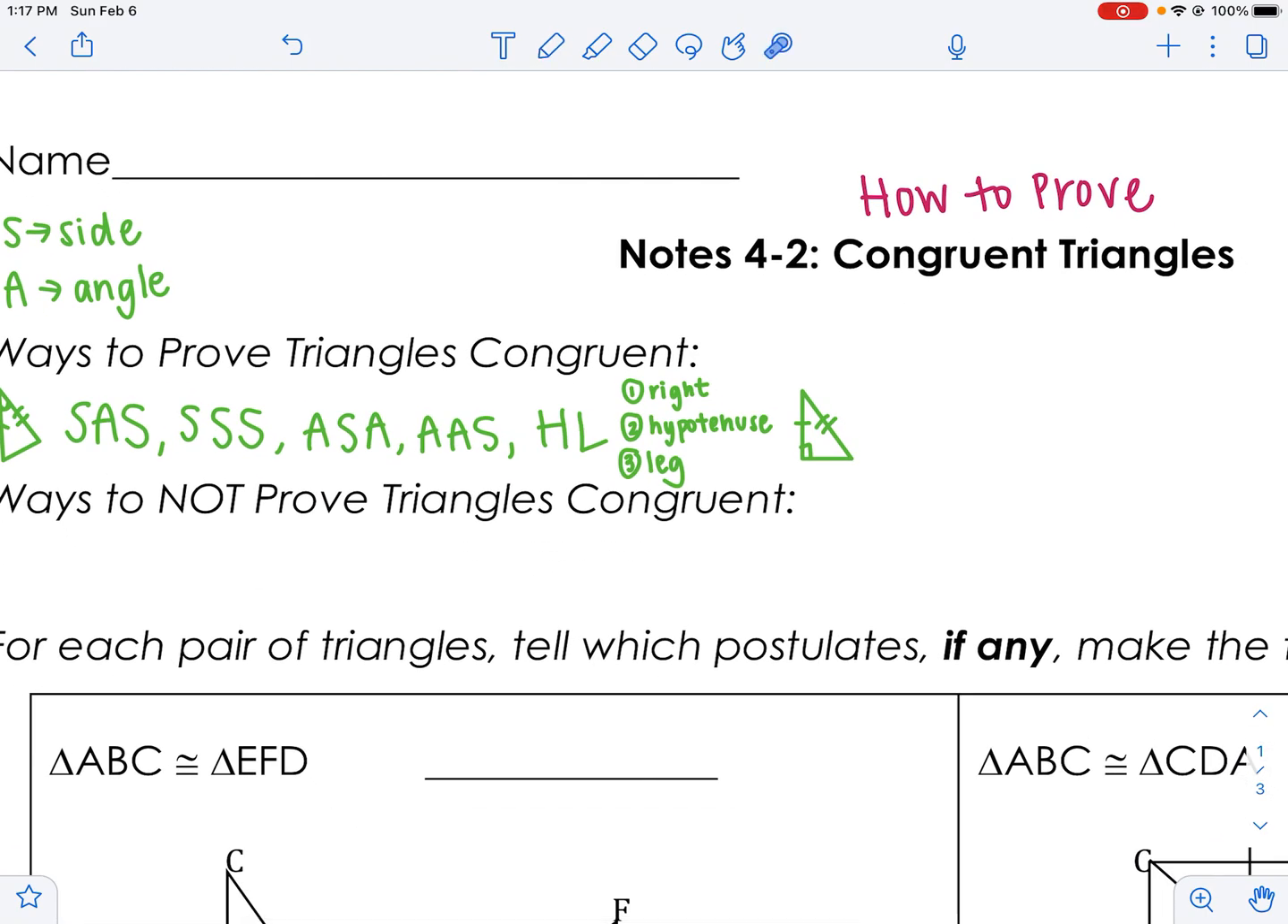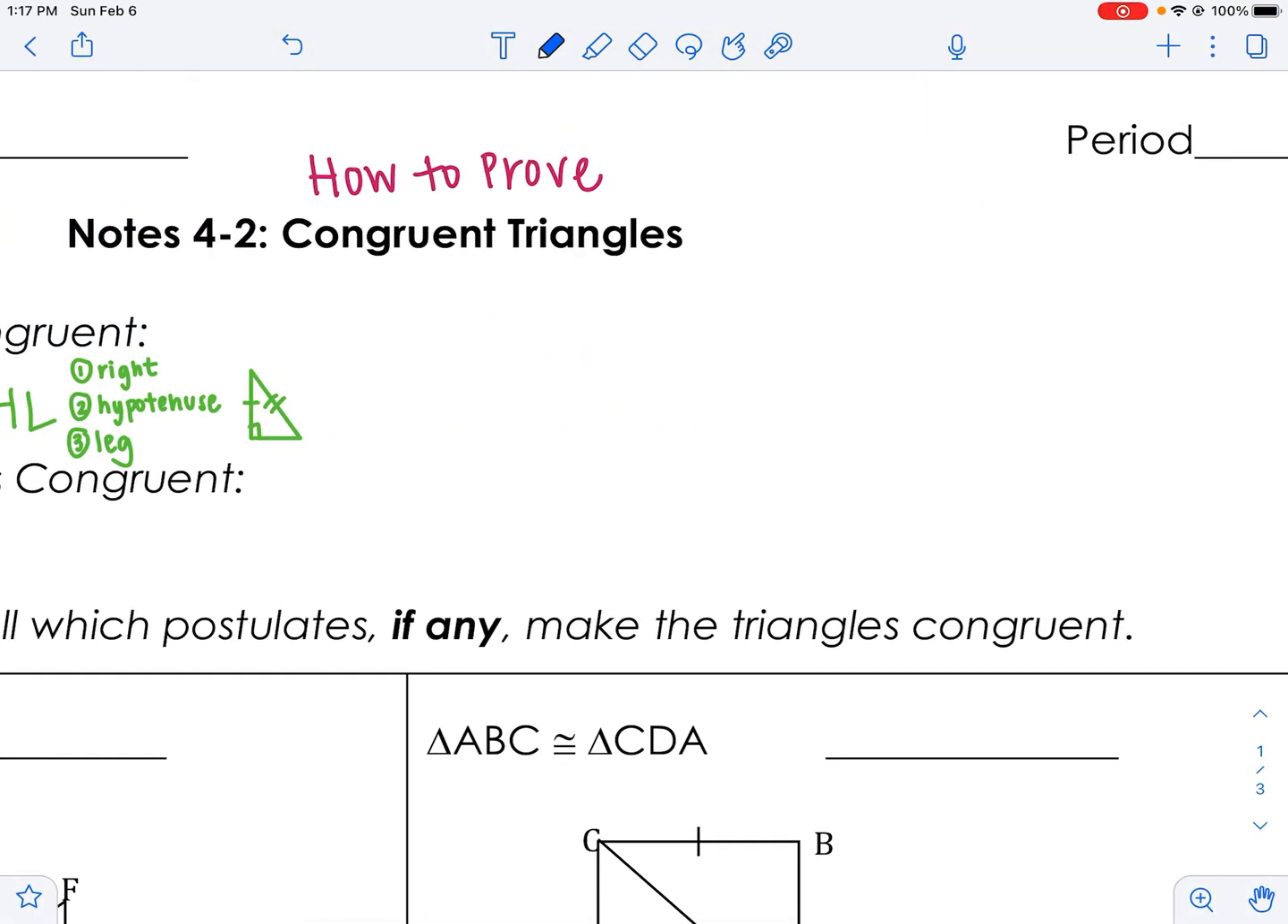Now, the 2 that people tend to struggle with in how to prove triangles are congruent are angle, side, angle, and angle, angle, side. Similar yet different. So, angle, side, angle has a side between 2 angles, which means that in my picture, I'm going to go ahead and mark 2 angles. Now, angle, side, angle means that my side, my tick, needs to be between the 2 angles.